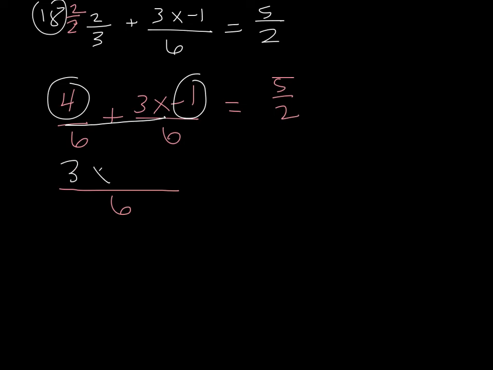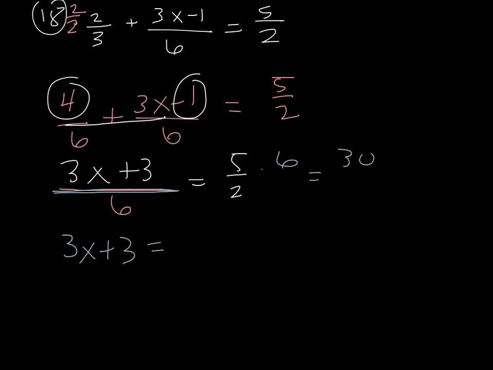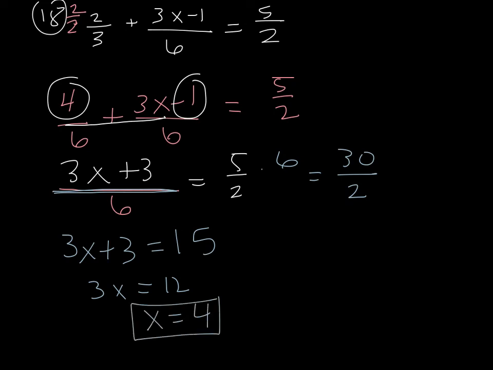So I have 3x plus 3 is equal to 5 over 2. I'm going to get rid of this division. So I'm going to multiply. Opposite of dividing would be multiplying by 6. So I have 3x plus 3 is equal to, this becomes 30 over 2, which is equal to 15. Subtract my 3, divide by 3, and you get x is equal to 4. Score! It's 4.